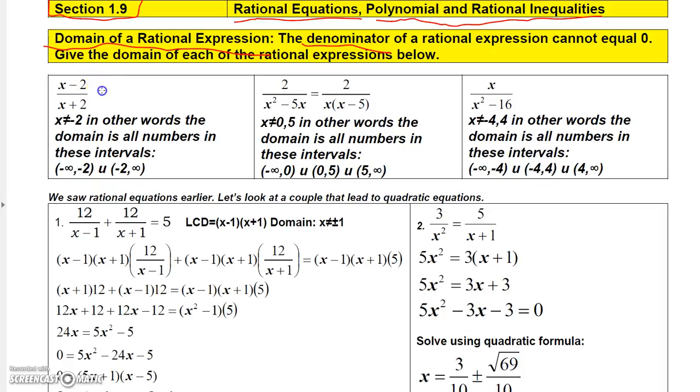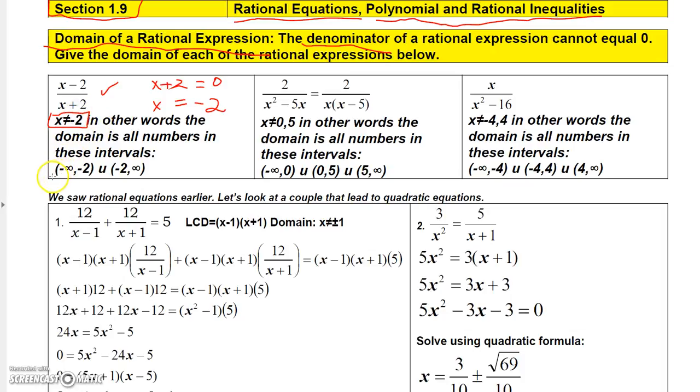This first example is x minus 2 over x plus 2. Well, if you were to look at the denominator, x plus 2, and say, what would make this equal to 0? Then the answer would be, if x equals negative 2, then the denominator would be 0. But the key is realizing that that's what x cannot be. So here you'll see I said x cannot be negative 2. And of course what that means is x can be any number other than negative 2.